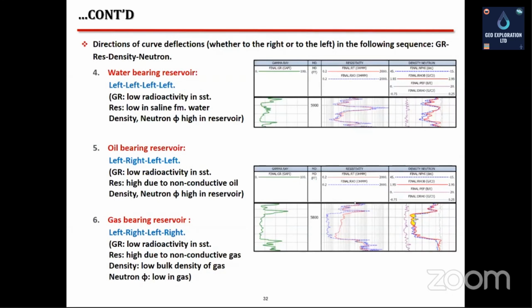Lastly, a gas-bearing reservoir will deflect left, right, left, where the low radioactivity is observed in sandstones. High non-conductive gas will have high resistivity. Density will be low, mainly because gas has very low density and therefore it suppresses the density of the sandstone itself. Neutron porosity will also be low in a gas.